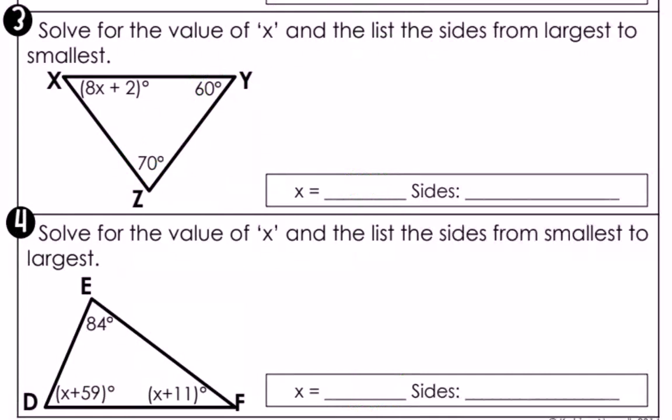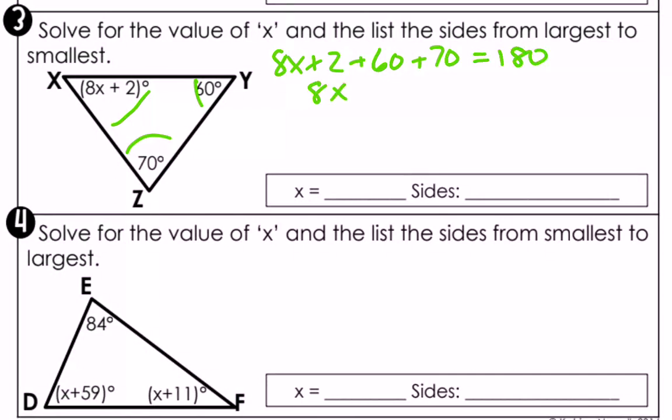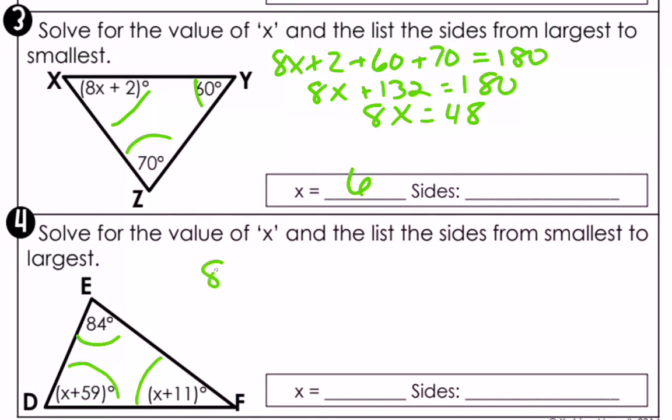Now we actually get into some ones where we have to do a little bit of algebra. So I have all the interior angles of my triangle. So 8x plus 2 plus 60 plus 70 equals 180. So 8x plus 132 equals 180. 180 minus 132 is 48. So x equals 6. Solve for the value of x and list the sides. We're just not listing the sides right now. We'll talk about how we know what is the biggest side later in the course.